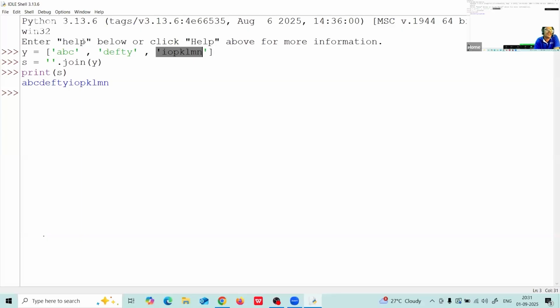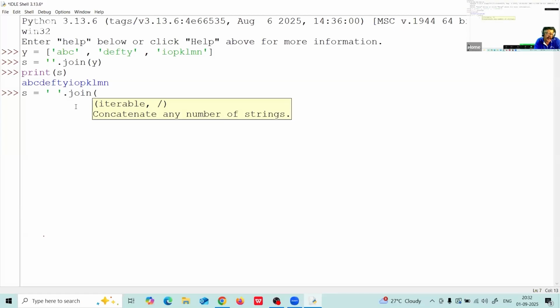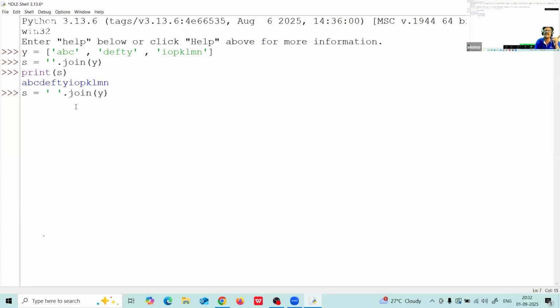Okay, let's try something. Suppose I want to join all these strings, but I want a space between these words. So what should the string be? ABC space, DEFTY space, and then the next word. Okay, let me try. S is equal to, oh, I'm so sorry. S is equal to quote begin, space, quote close. Look at this, I did not give anything between the quotes, not even a space. Here I am saying space dot join and y. Listen, y is my list. Y contains those words.